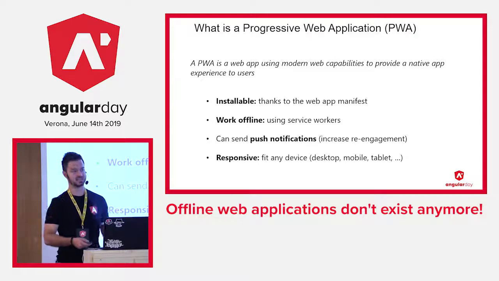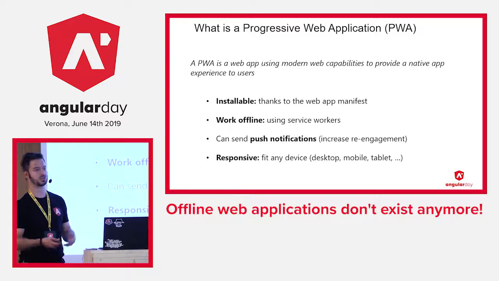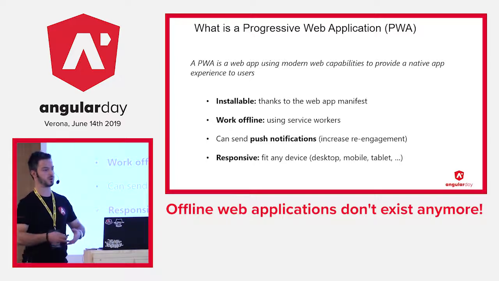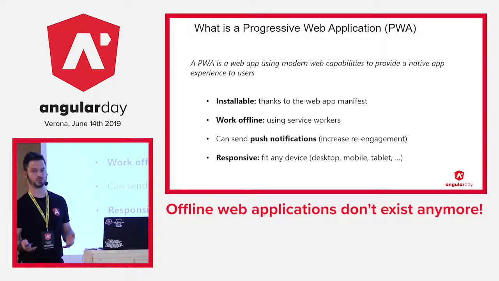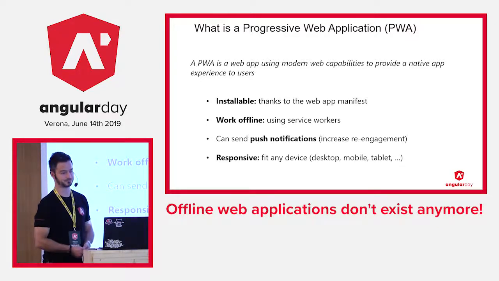And last, but still very important, progressive web apps must be responsive, so they have to fit well on any kind of device and resolution. So not only desktop, but also mobile, tablet, and you name it.